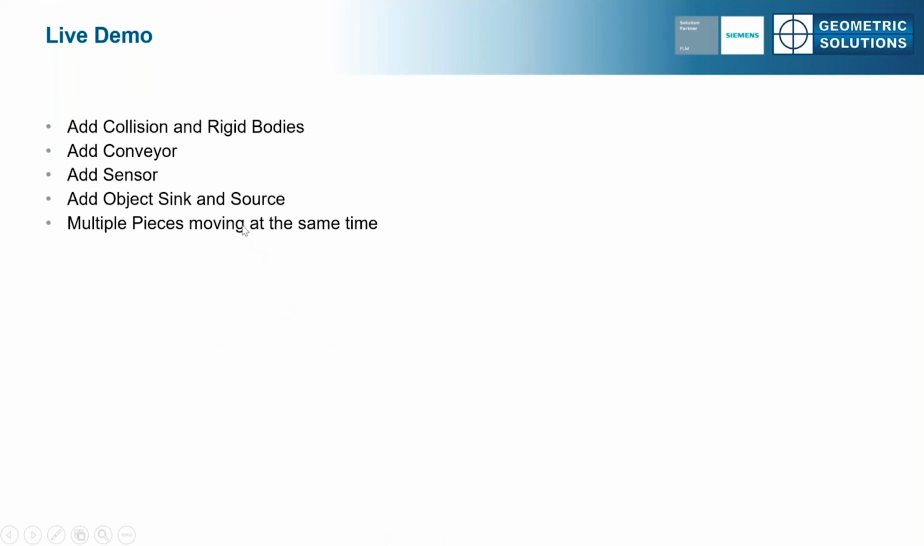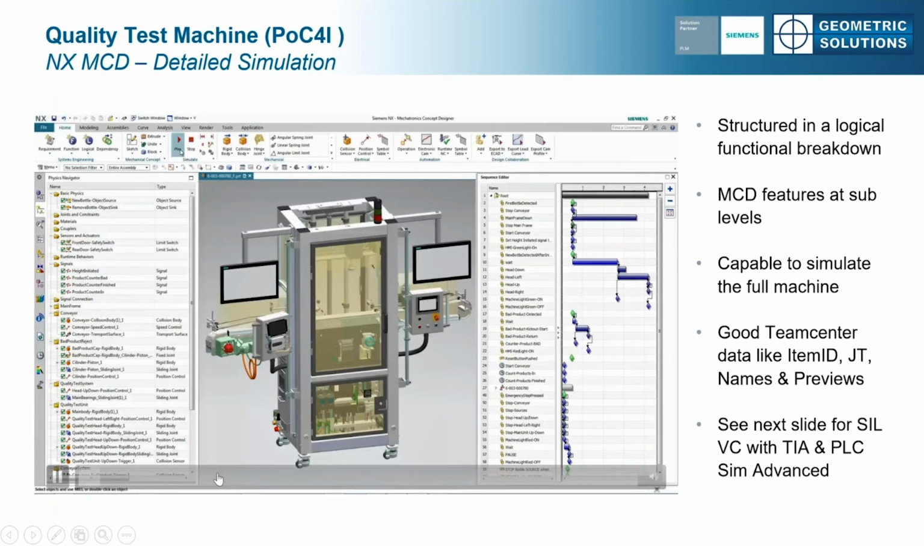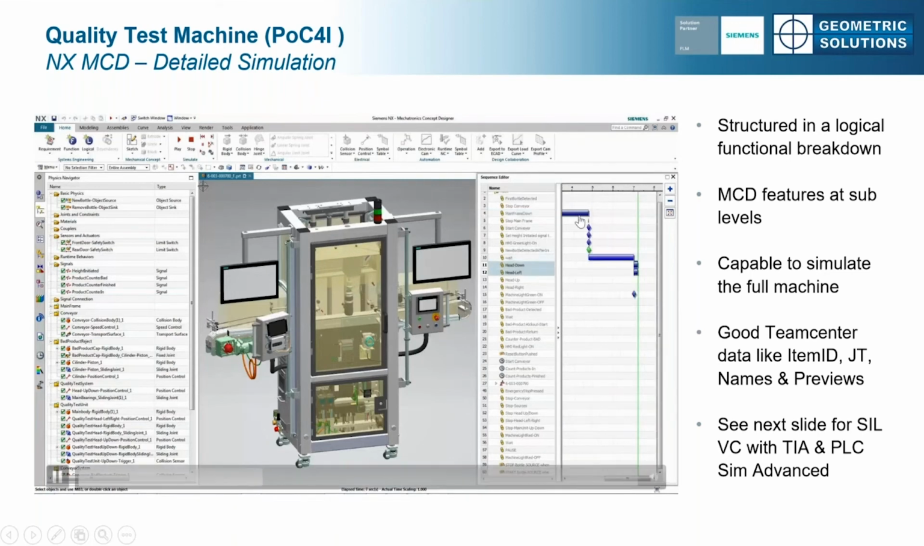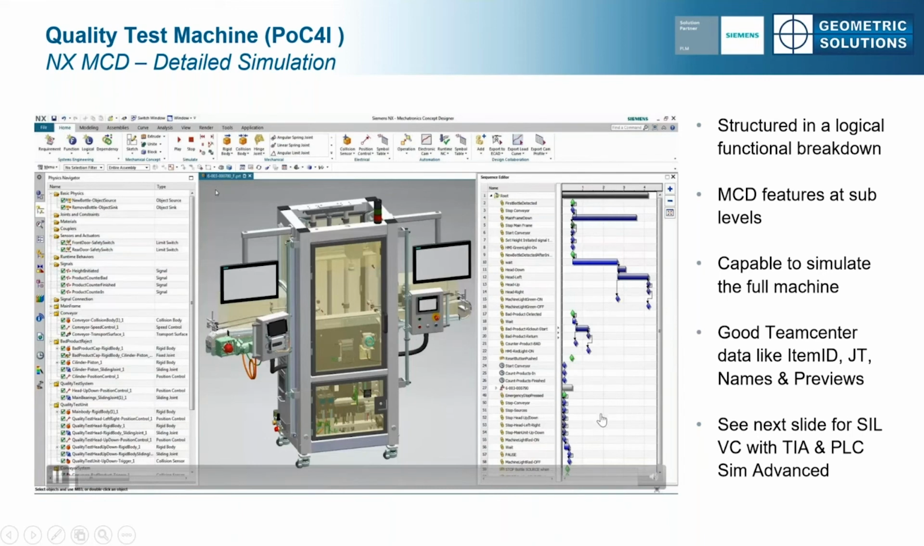Now, how far can we take our simulation? Well, we can go quite far. What we're looking at here is a detailed simulation. You'll notice on the right, we have this sequence timer. So we're just telling the machine to work, but we're just using NX MCD for everything. So at this point, it's not talking to a PLC. But with this, imagine giving this kind of file with this timing chart to the automation engineer. It's just something that's going to help.